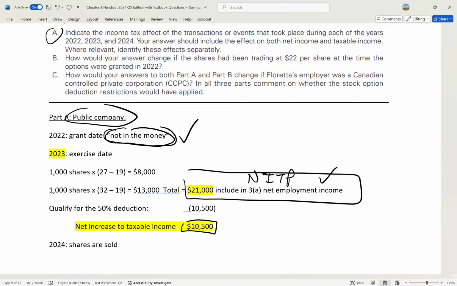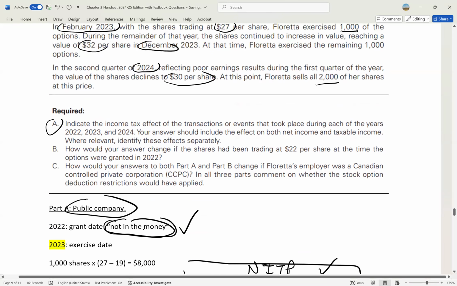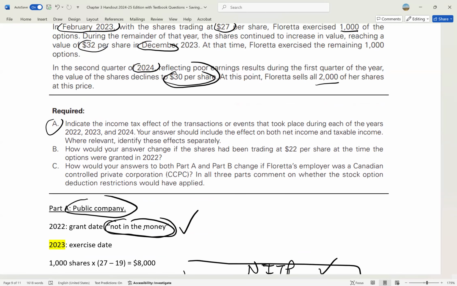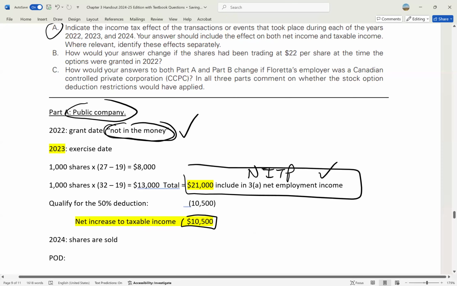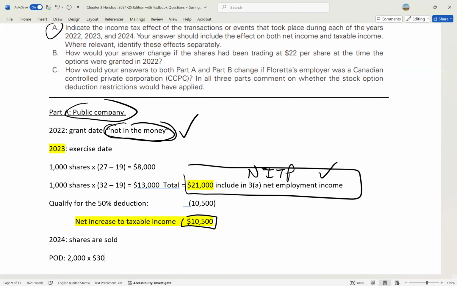And so when the shares are sold, we take the proceeds of disposition. She sells the shares for $30 each. Now she's selling all 2,000, so she's going to take 2,000 shares times $30 per share. And so the proceeds are going to be $60,000.